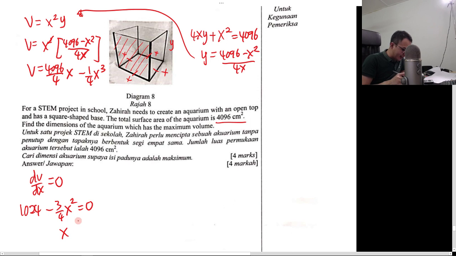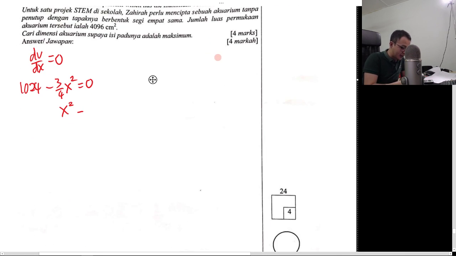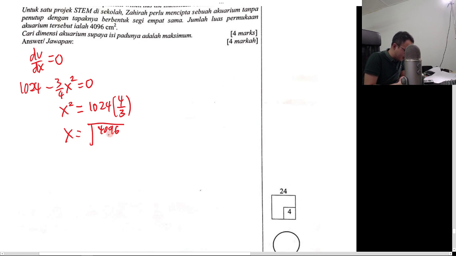Then from here, I can get my x value. x squared is equals to... what's wrong here? Yeah, I get something wrong here. Okay, x squared equals 1024. The 3 over 4 moves to the other side and becomes 4 over 3 times 1024. So my x will equal the square root of 4096 over 3. I square root my answer, I should have 36.95.